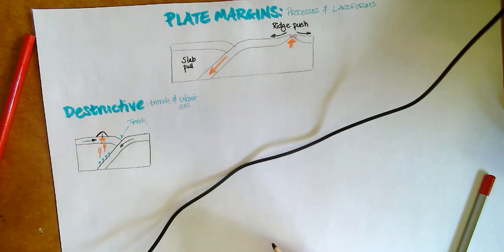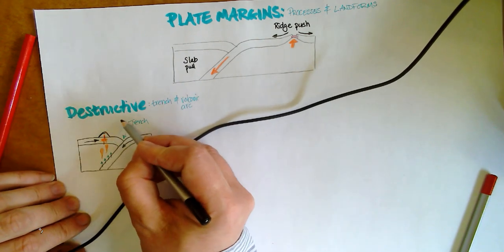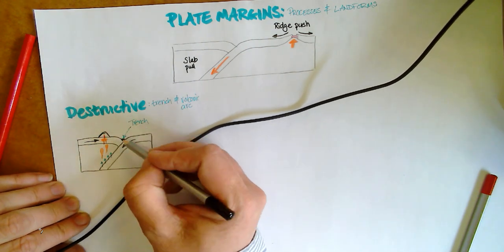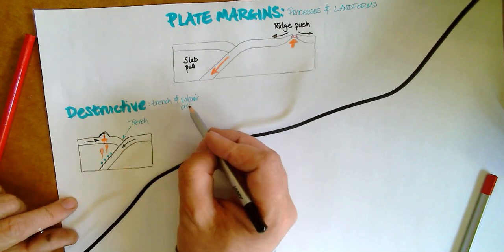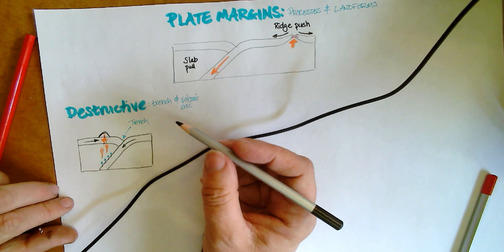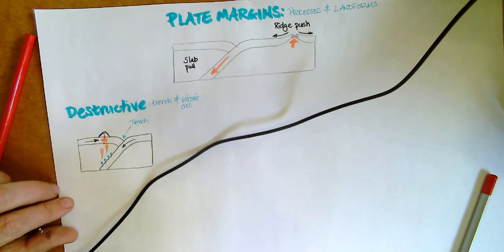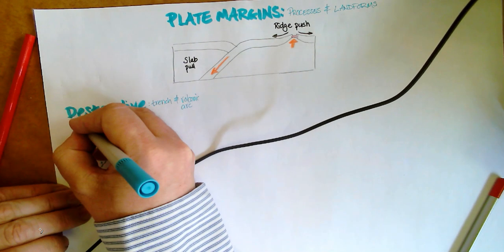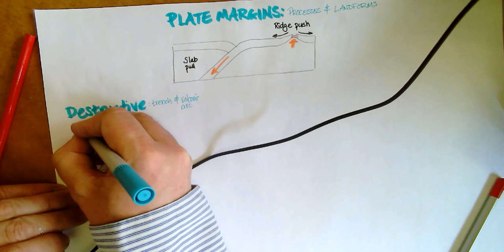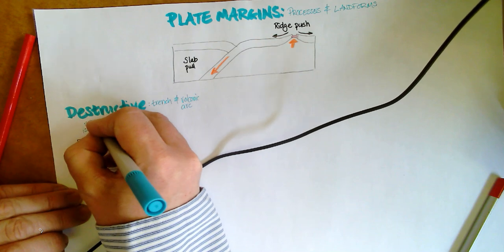Now, if this was a 3D image, that island would arc, as would the trench. You always get these arcing shapes in these features, so it's the volcanic island arc. But that's the most basic version of it. Those are the core things: the formation of the trench and the formation of the volcanic island arc.